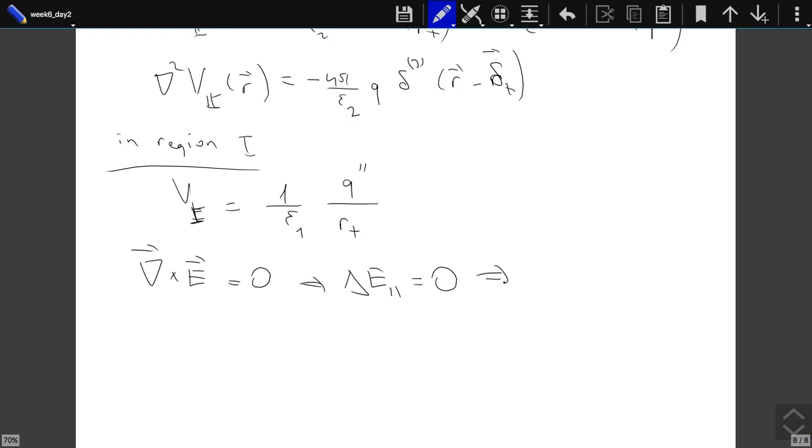Well, this basically means that V is continuous. V, the potential, should be continuous.